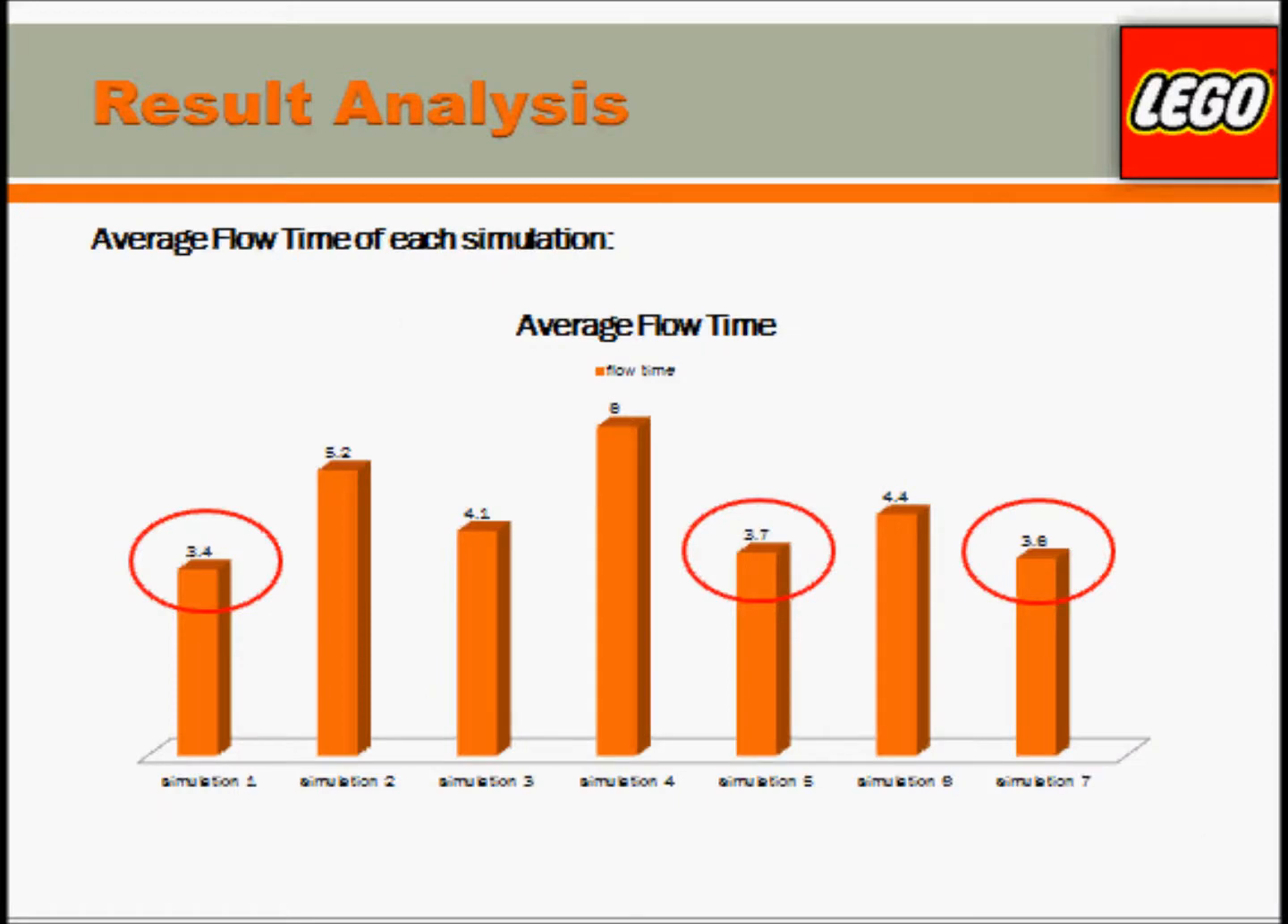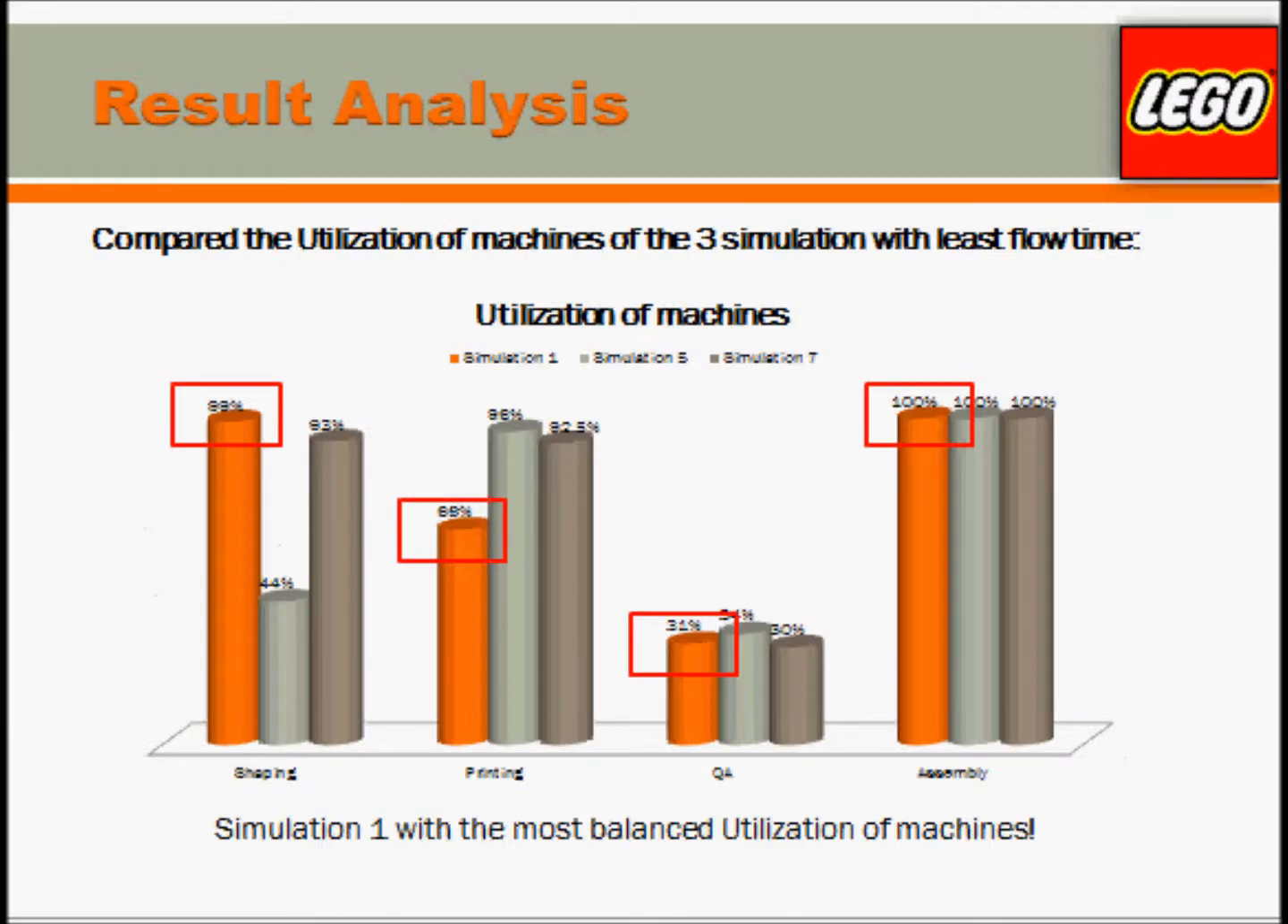What are some analyses that we have done? First, we listed the average flow time of each simulation and found 3 simulations with the least flow time, which are Simulation 1, Simulation 5, and Simulation 7. Then we picked these 3 simulations and compared the utilization of machines among them. We could see that Simulation 1 had the most balanced utilization of machines.